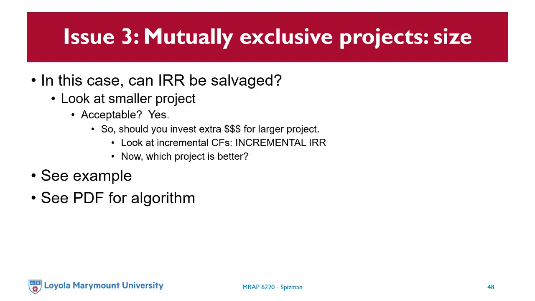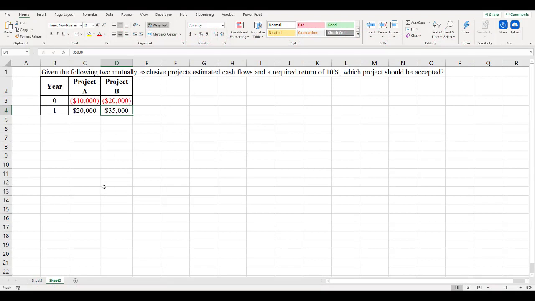So we can actually salvage the IRR here by using what we call the incremental IRR. I'll provide a PDF for the exact algorithm, but basically what we do is we look at the smaller project first. We decide, is it acceptable or not? If it's acceptable, we then look at the additional amount of money you'll have to invest to take on the larger project and see if that incremental investment is worthwhile or not, and then choose the project that way. I'll go through an example, and then we'll come back and look at this second part of mutually exclusive, which is timing issues.